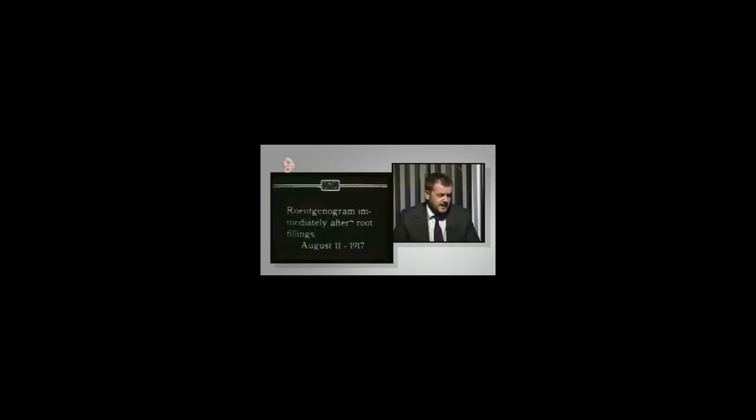So this is 1917. So anybody who says we weren't taught rotary instrumentation, we weren't taught rubber dam, is clearly not telling the truth. As the video shows, the preparation phase is not dissimilar to what I would do on a daily basis. And as you can see, the radiographs afterwards are a little bit over-prepared, but it's not a bad effort, really. So rotary instruments are not new.